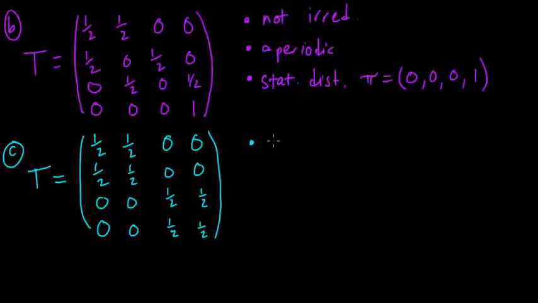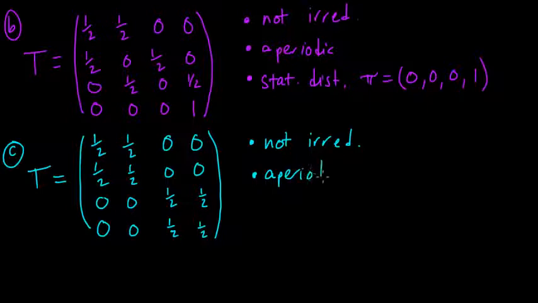So this one, it turns out, is not irreducible for exactly that reason, because you can't get from 3 to 2, for example, with positive probability. It is still aperiodic, and that's clear because from any state, you can just stay at that state at the next time. The diagonal here is positive, and so that's a very simple way to see that it's aperiodic.